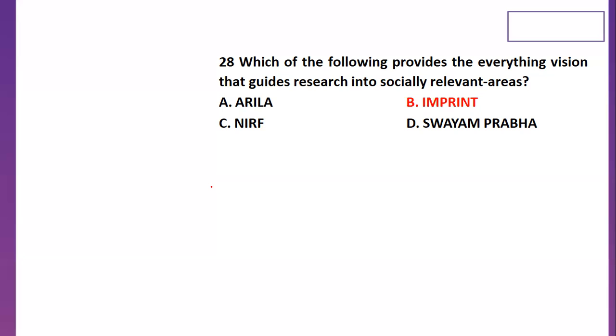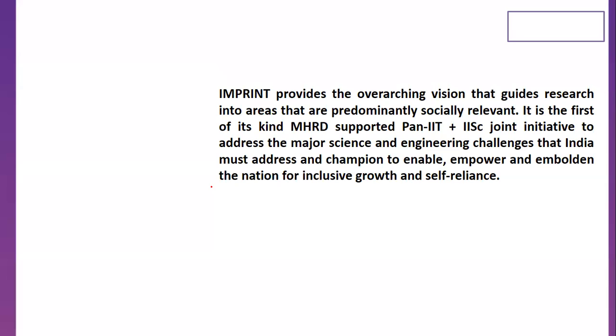So research into the socially relevant areas is Imprint, that is, it provides the overarching vision that guides research into the areas which are predominantly socially relevant. It means which are relevant to the society. It is the first kind of Ministry of Human Resource Development support at the PAN IIT and IISc level, a joint initiative to address all the major science and engineering challenges, which helps to address as well as enable, empower, and embolden the growth and self-reliance.